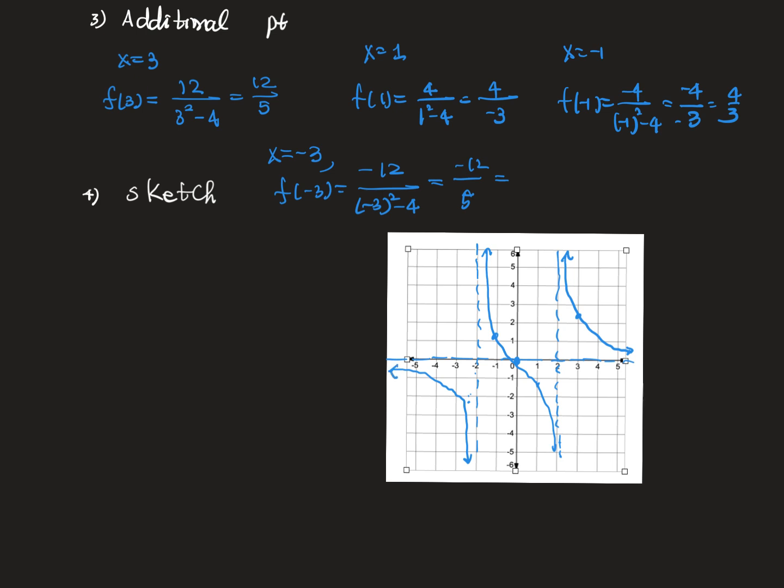The extra question is, what is the domain? Can you see the domain? We talked about the denominator not being 0. That's why x equals negative 2 and x equals 2 are excluded, where the denominator is 0. Another way to write it: the domain is negative infinity to negative 2, negative 2 to 2, and 2 to infinity. That's the domain of this function.